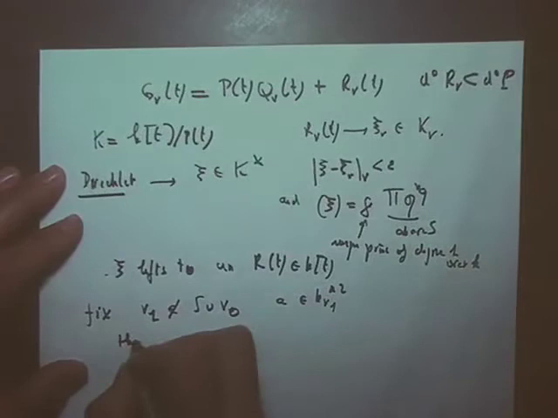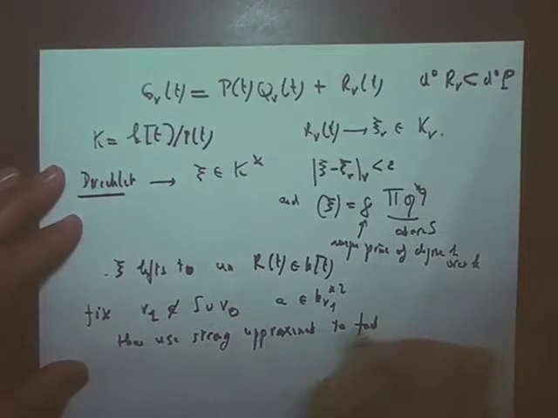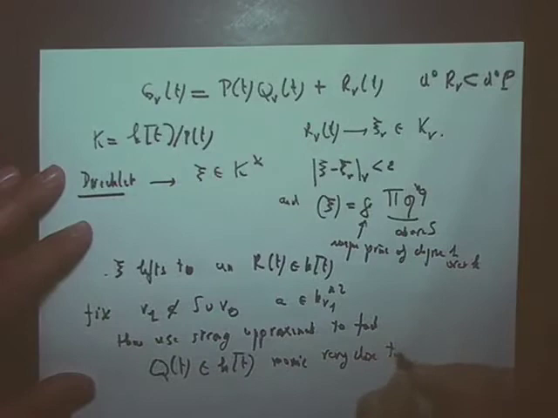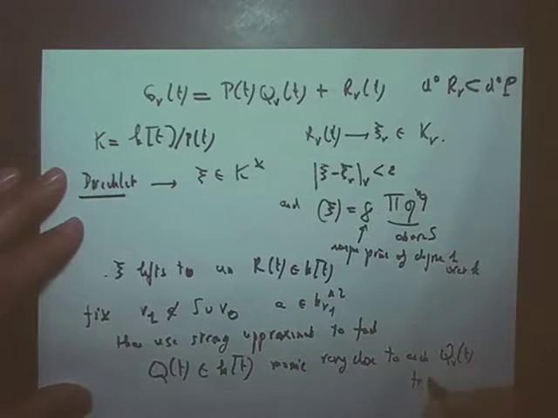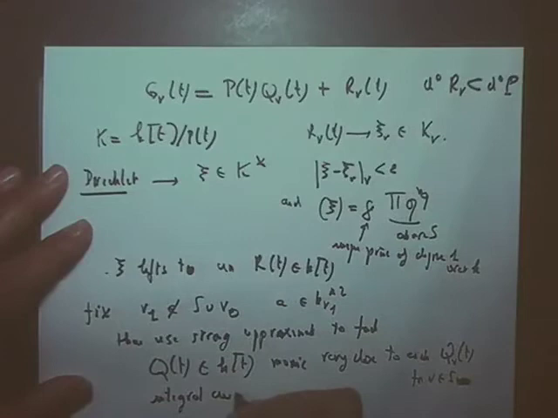And then I use strong approximation to find Q(T) in K[T], monic, very close to each Q_V(T) for V in S union V0. Well, actually, I don't care about V0. And integral away from S union V0 union V1.